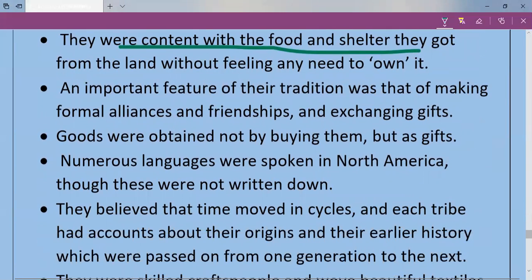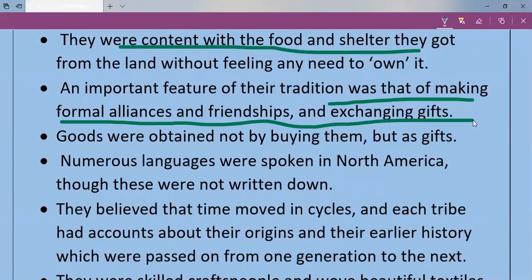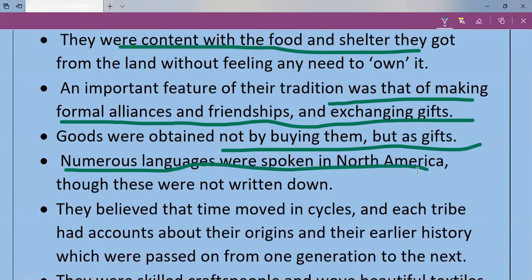An important feature of their tradition was making formal alliances and friendships, and exchanging gifts. They made relationships, formal alliances like marriage. They had friendship and they exchanged gifts. Goods were obtained not by buying them but as gifts. There was no need to give money or anything in return for getting something. Very good people. Numerous languages were spoken, but scripts were not there. Nothing was written down. They spoke many languages, but no letters or scripts existed.